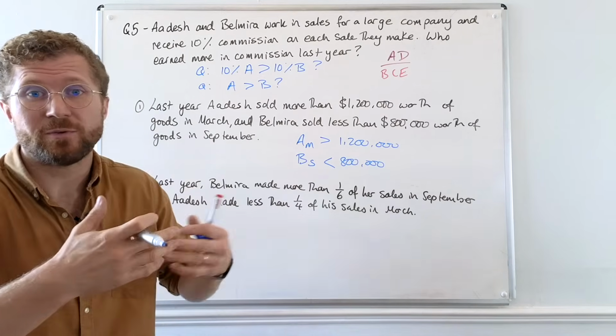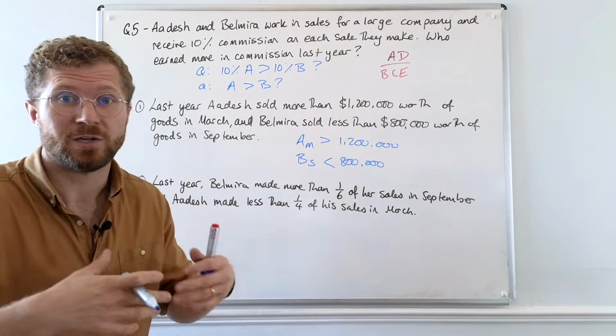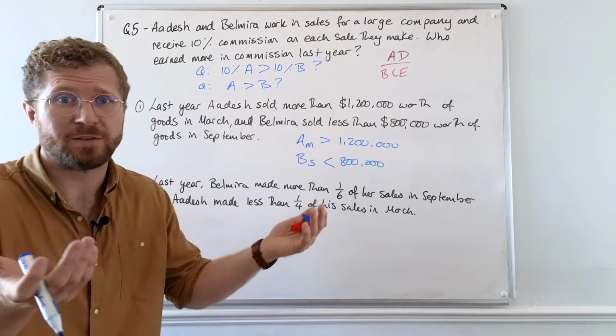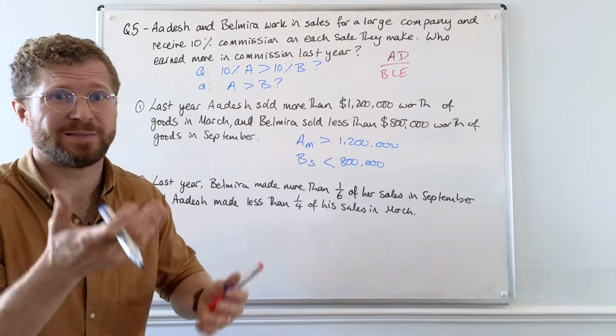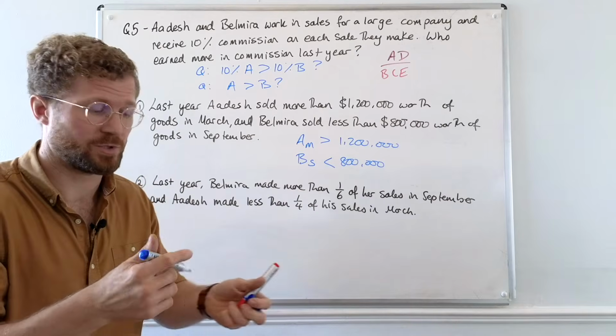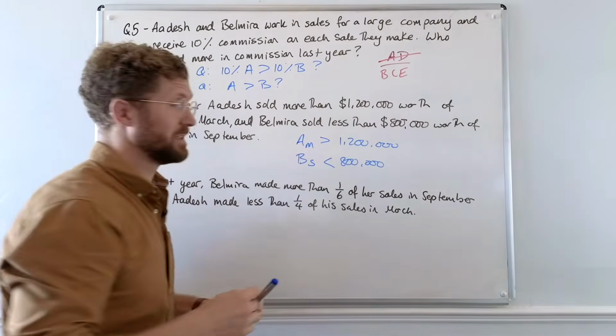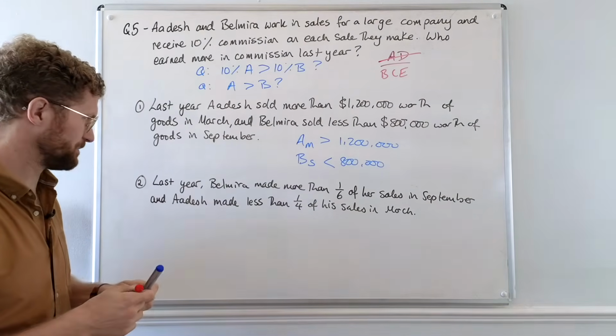But from this, if we want to know the total they sold across the year, knowing what each of them sold in a single month, and different months at that, Adesh in March, Belmira in September, that's not going to help us answer who sold more overall in the whole year. So we're going to cross out A and D, and that's not going to be the answer here.